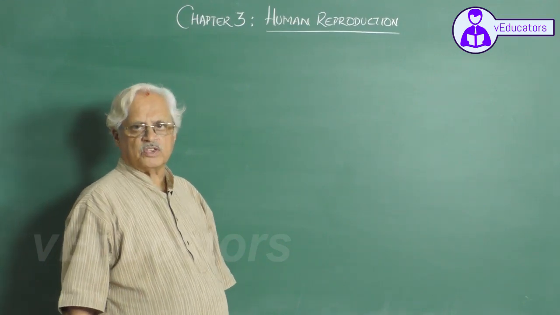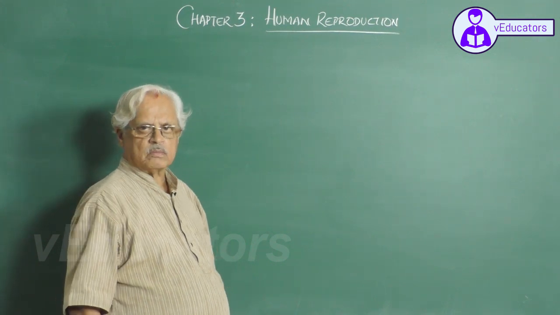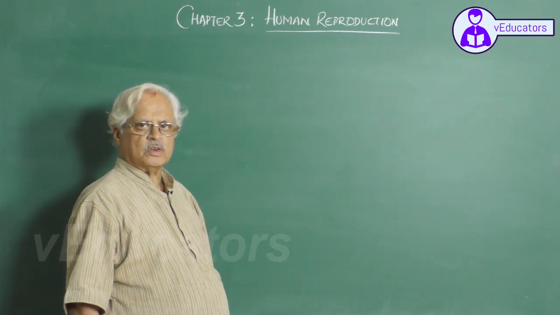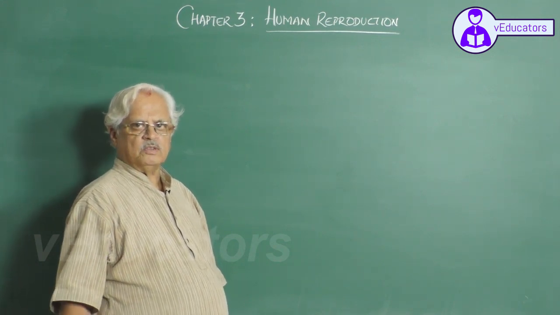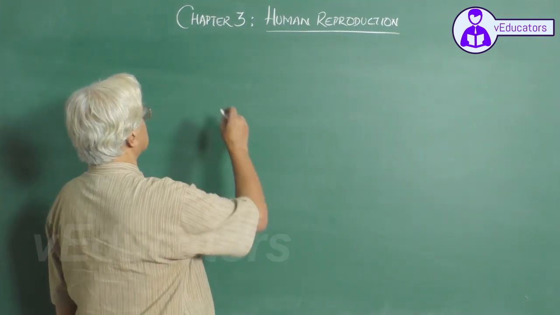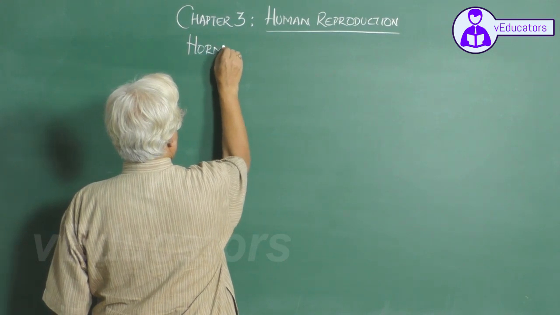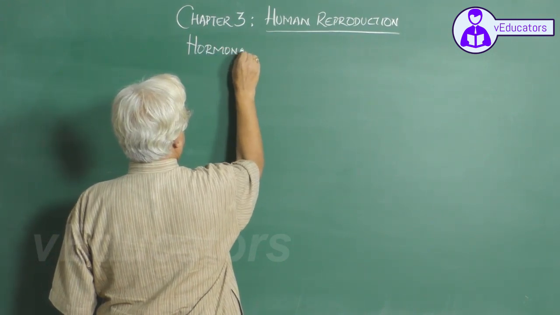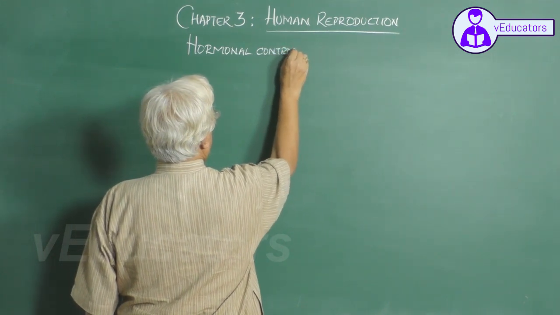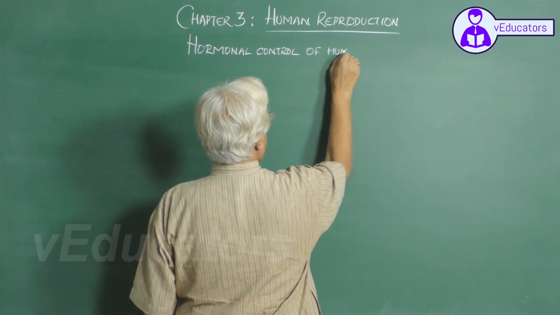Processes of reproduction in human beings from the time of puberty and events associated with reproduction, all these events are under the control of hormones. So let us now study the hormonal control of human reproduction.